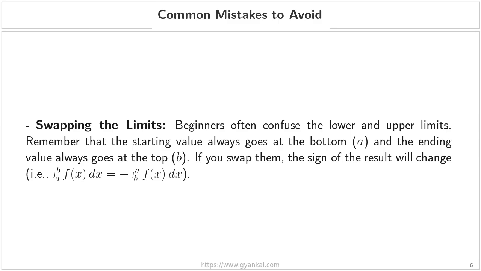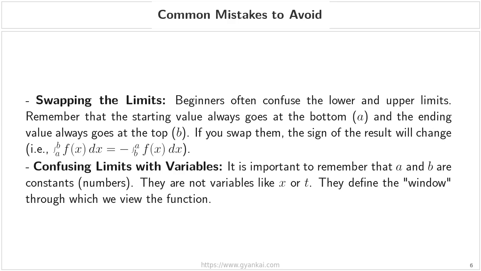So, if you see an integral written with a at the top and b at the bottom of the integral sign, integrating a function f of x with respect to x, that's a red flag. If you do swap them, it doesn't make the integral unsolvable, but it will change the sign of the answer. Specifically, the integral from a to b of f of x dx is equal to the negative of the integral from b to a of f of x dx. Essentially, you'll get the same area, but with a flipped sign. Keep that in mind.